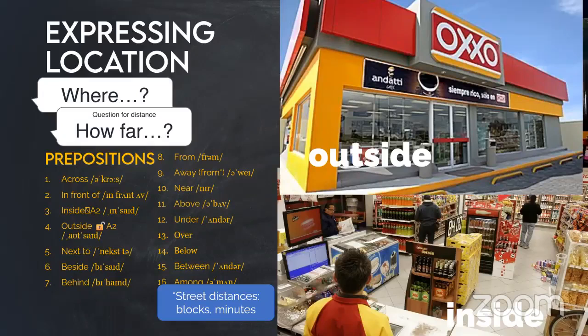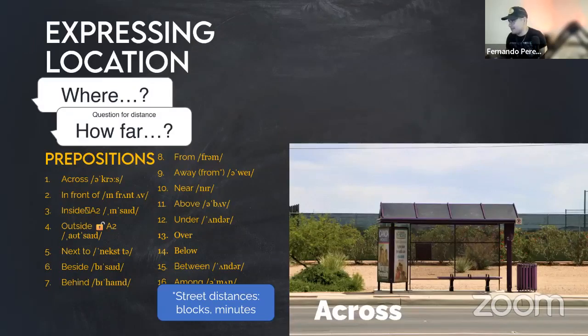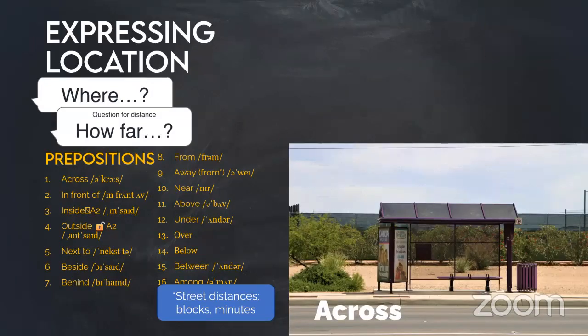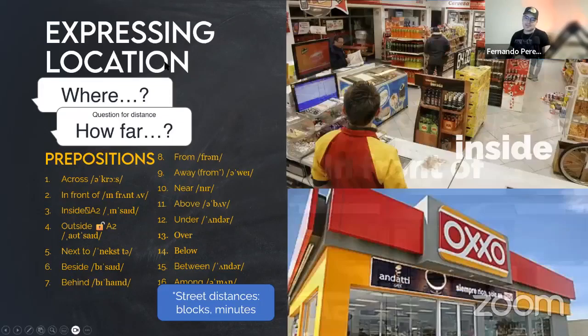Good job. Very good. Becca, please help me copy Sandy's example in the chat. Thank you, Becca. Okay, very good. Very, very nice. Then we have outside, no? It's a contrary. So, Ale, what is there always outside an OXXO? What is there always outside an OXXO?